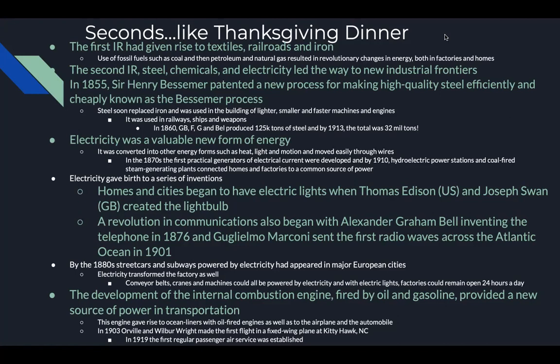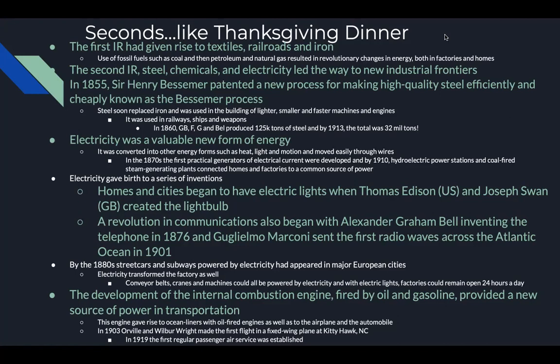And in 1860, Great Britain, France, Germany, and Belgium produced 125,000 tons of steel, and by 1913, the total was 32 million tons. Crazy. 125,000 to 32 million, that's a big jump. And then you add the tons onto it, that's a lot.